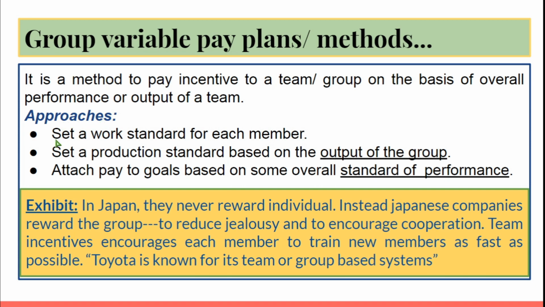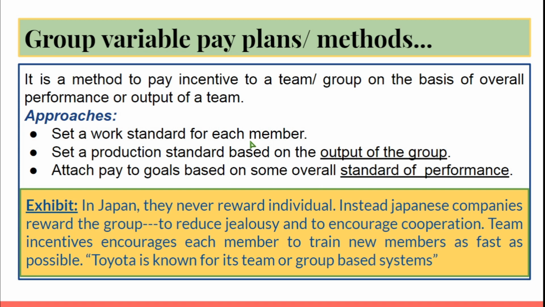The first is to set a work standard for each member and then calculate each member's output. Let's understand this. In this approach, the payment can be made in three ways. The first is all members will receive the same pay as earned by the highest performer or producer. Second option under this approach is that all members will receive payment as that of the lowest performer or producer.